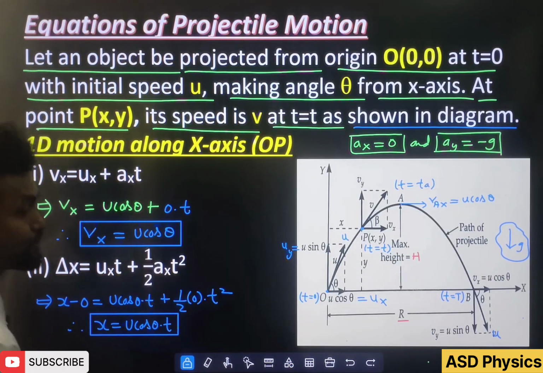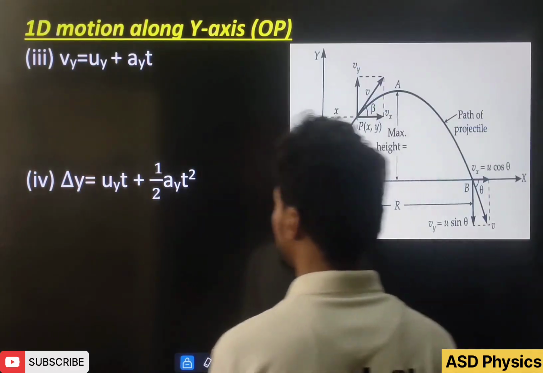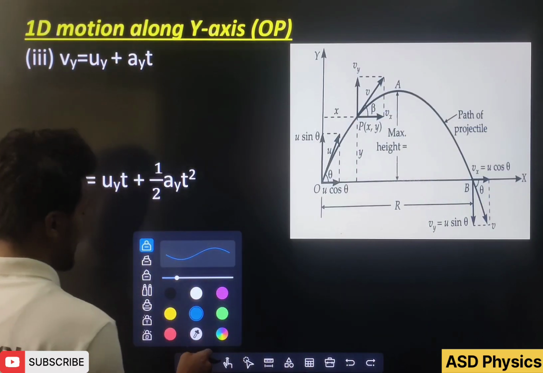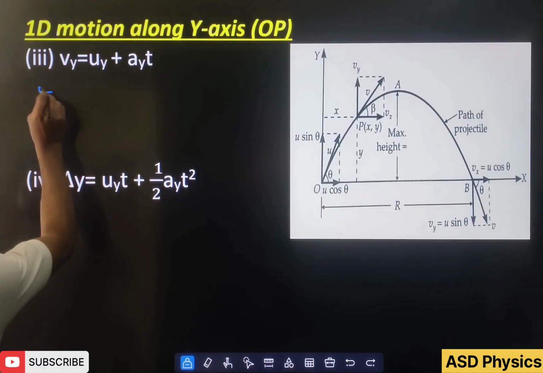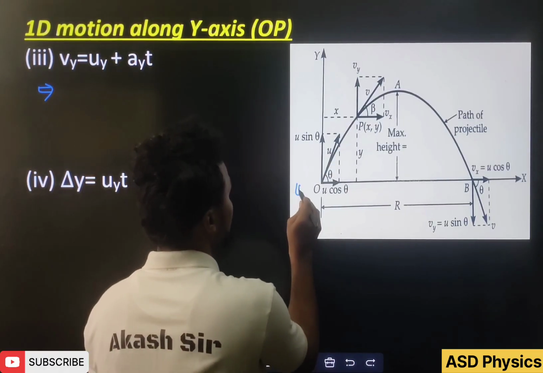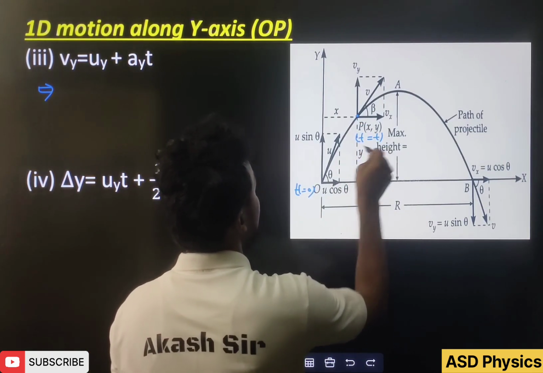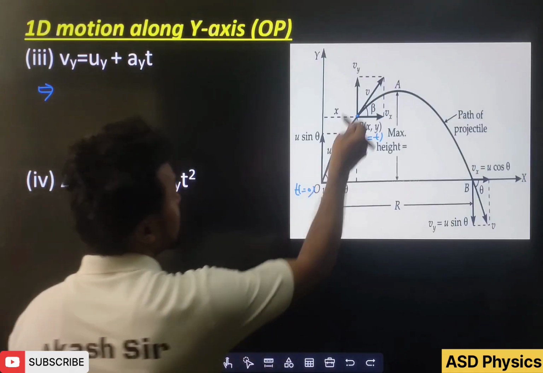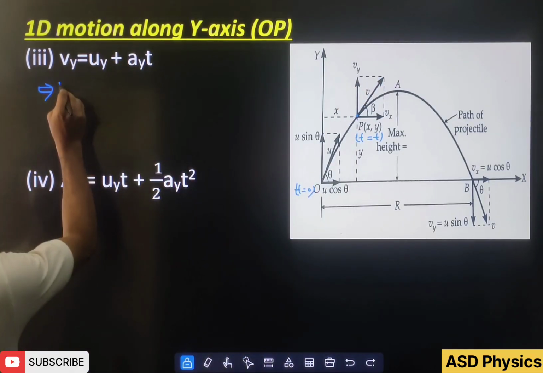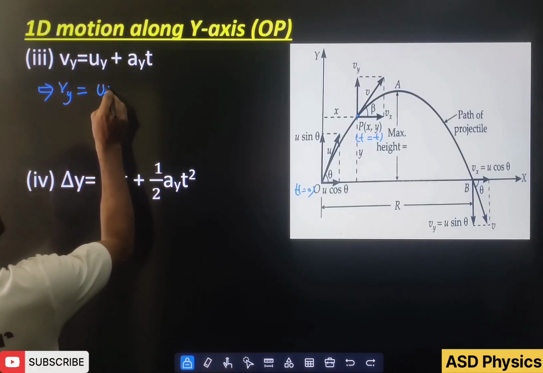So you can see we have written the two equations in the horizontal direction. Now after that, we will write the two equations in the vertical direction. Now if we focus on points O and P, as I told you, time is t equal to 0 at point O, and at point P the time is t equal to t. So what is the vertical component at point P? Vy equal to, and the vertical velocity is u sin theta.